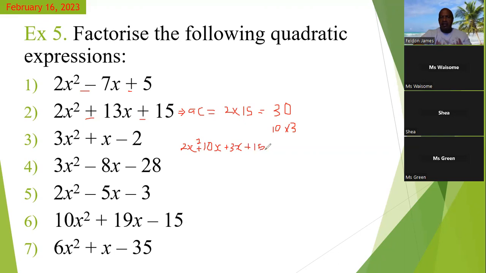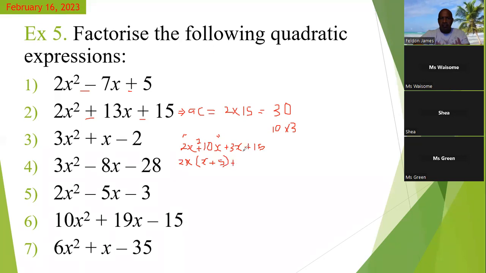All right, so go ahead now, Ms. Wilson. So we're going to group them now, sir. Working with 2x squared plus 10x, the HCF would be 2x. 2x into 2x squared leaves us with x, and we have x in this bracket. And 2x into 10x leaves us with positive 5.